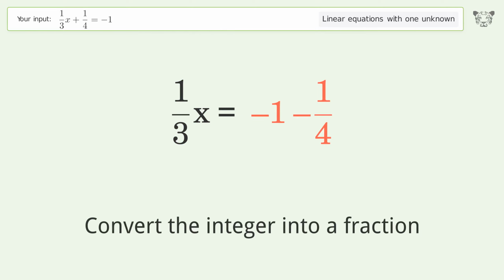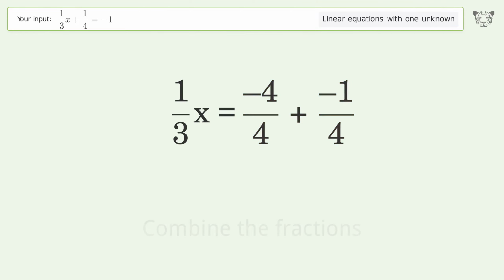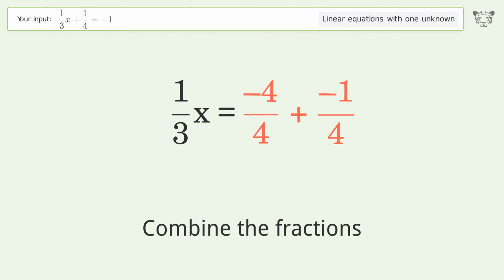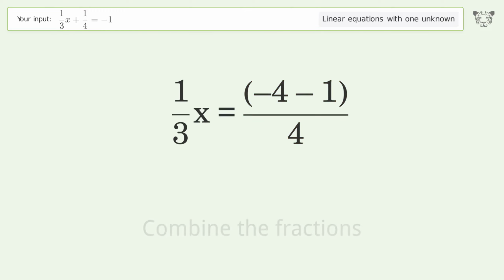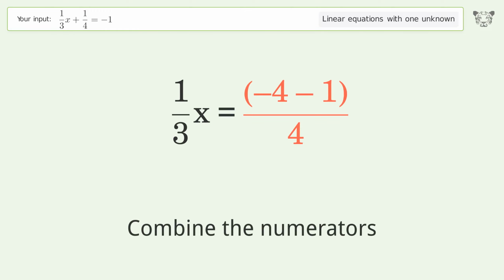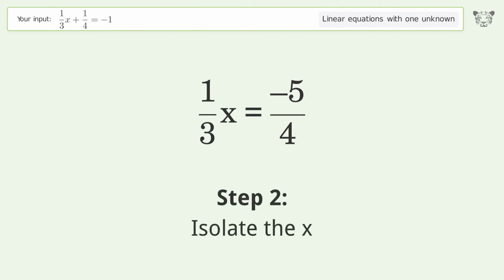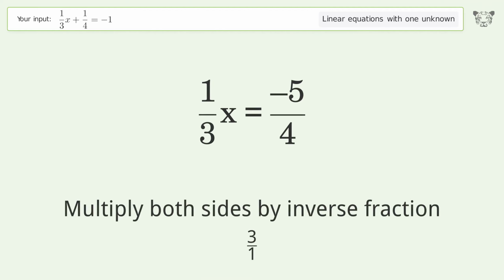Convert the integer into a fraction. Combine the fractions. Combine the numerators. Isolate the x. Multiply both sides by the inverse fraction 3/1.